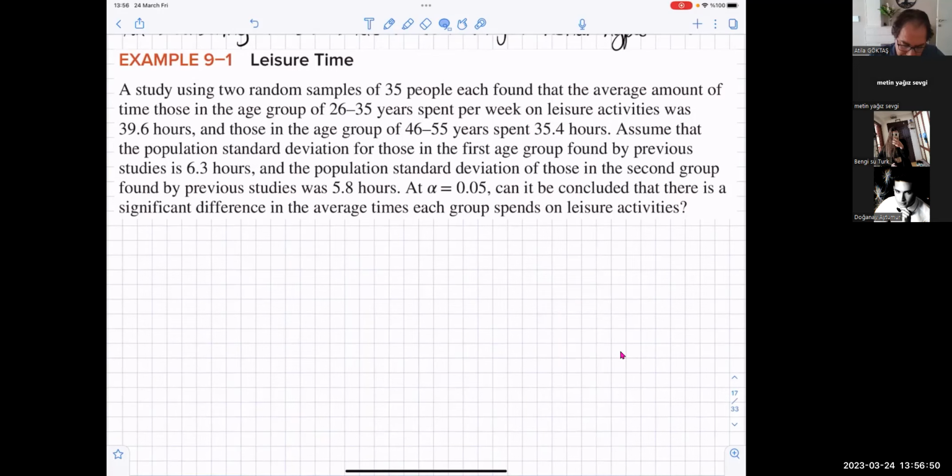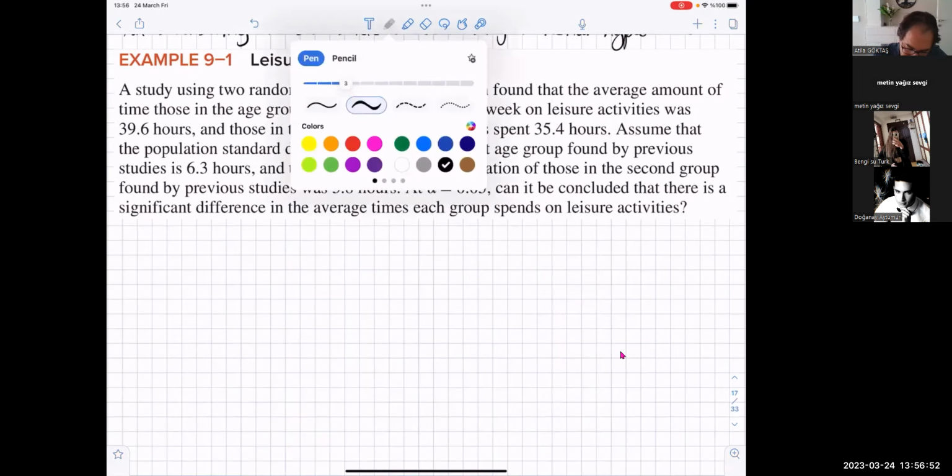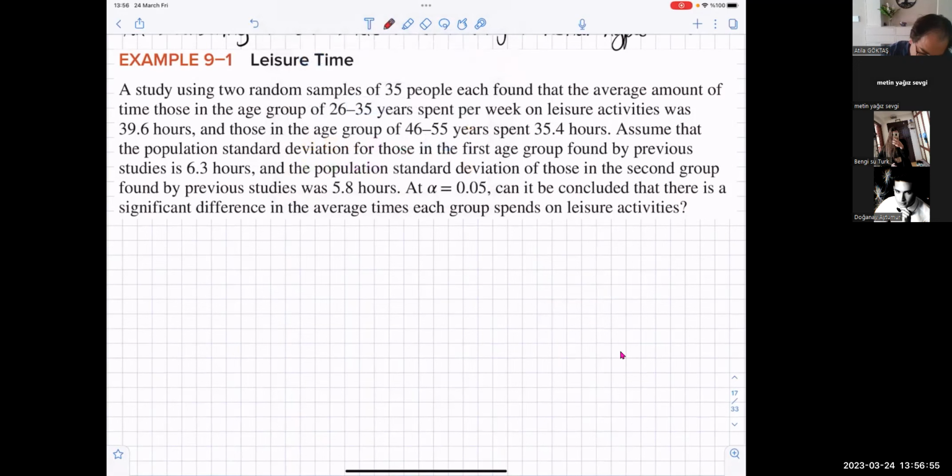Okay, so let's start the solution by presenting first the null hypothesis and the alternative hypothesis.